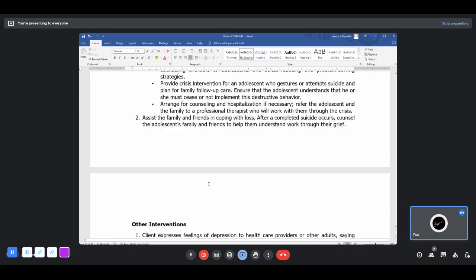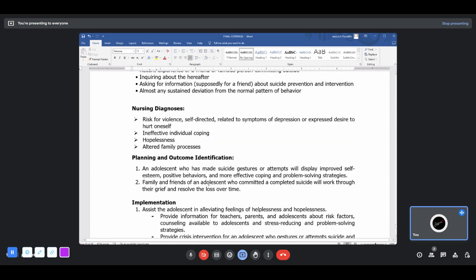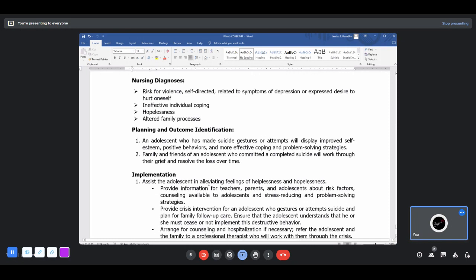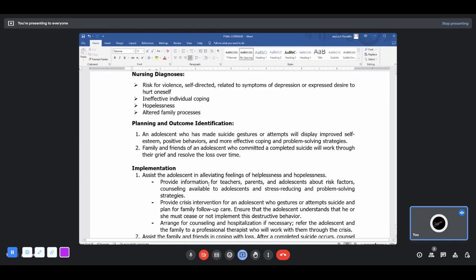patient. Okay, for the nursing diagnosis, we have risk for violence, self-directed, related to symptoms of depression, or expressed desire to hurt oneself. Okay, another one is ineffective coping system. Pag hindi niya talaga kaya or ineffective ang kanyang coping system, magtutuloy at magtutuloy yan. Hindi niya kayang labanan. Hopelessness, wala nang pag-asa. Okay, altered family processes. So, yan yung mga nursing diagnosis natin for suicide.